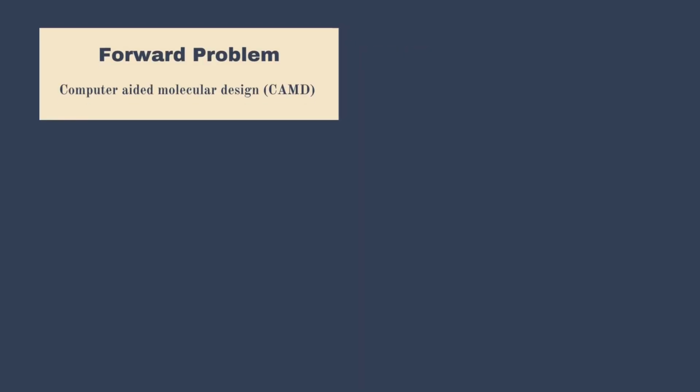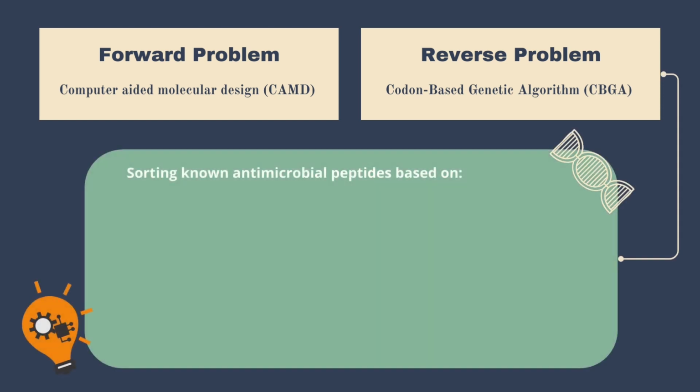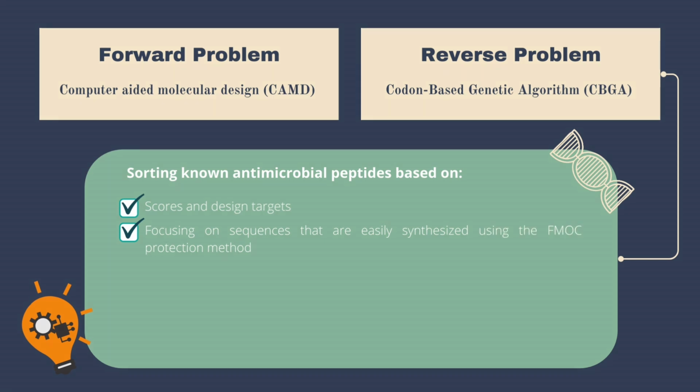In our previous work, we focused on the forward problem of designing antimicrobial peptides using computer-aided molecular design, CAMD. Now, we address the reverse problem by introducing our codon-based genetic algorithm method. We start by sorting known antimicrobial peptides based on their scores and design targets, focusing on sequences that are easily synthesized using the Fmoc protection method.